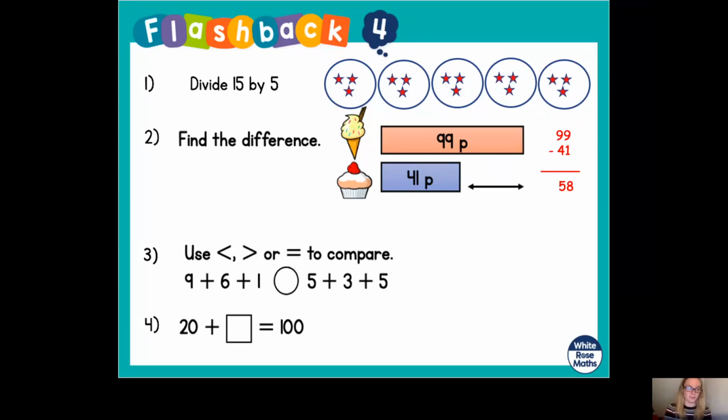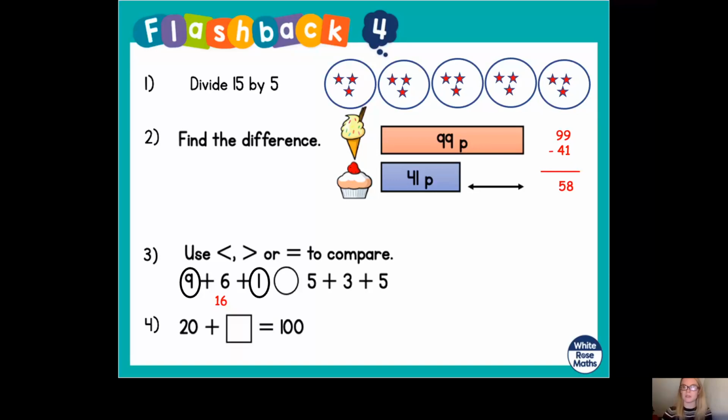Now, number 3, use less than, more than, or equal to compare. Before we compare, we need to work out the answers to the number sentences. So let's have a look at the first number sentence. Which 2 numbers jump out at you? Yes, they jump out at me too. 9 and 1 because they're our number bonds to 10. So now we know that those 2 numbers equal 10. We just need to add the extra number, which is 6. So 10 plus 6 equals 16.